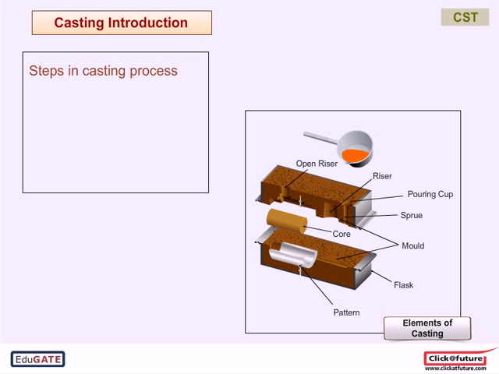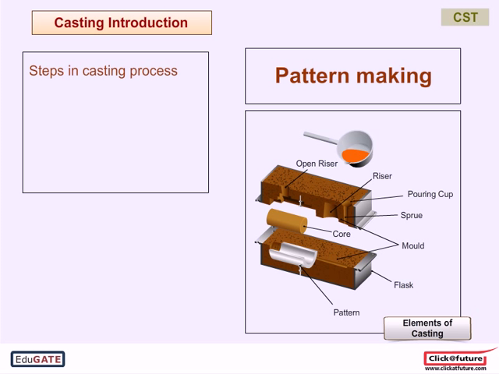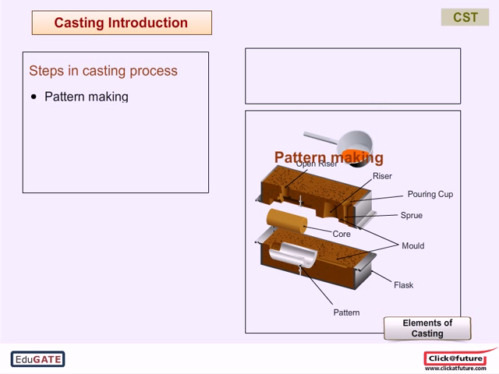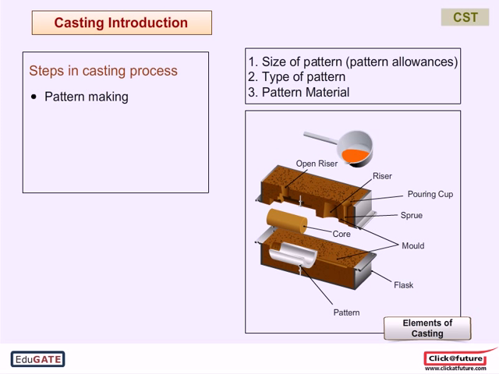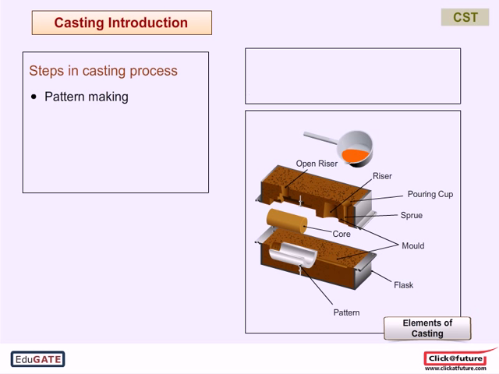Steps in casting process. Pattern making. Factors considered here are size of pattern considering all allowances influencing. Then we have to select suitable pattern which suits the application. After then, we have to choose suitable material to make the pattern.